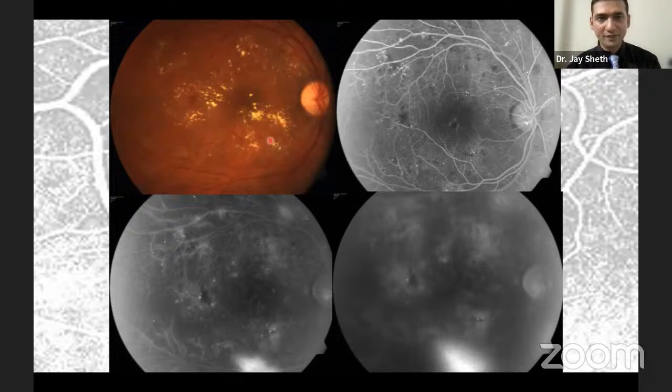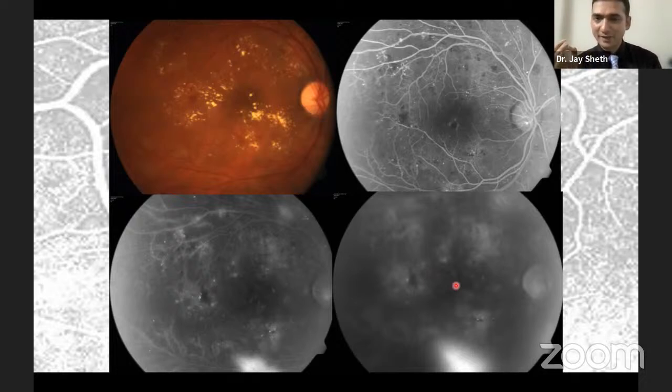When we look at the fundus fluorescein angiography, there are multiple hard exudates on the fundus photo, and along with that, there are multiple microaneurysms that are scattered throughout. When we look at the early phase, we can see these multiple white dots, and in the mid phase, they are increasing in intensity, and in the late phase, they become very fuzzy. So they are increasing in size and intensity with fuzziness.